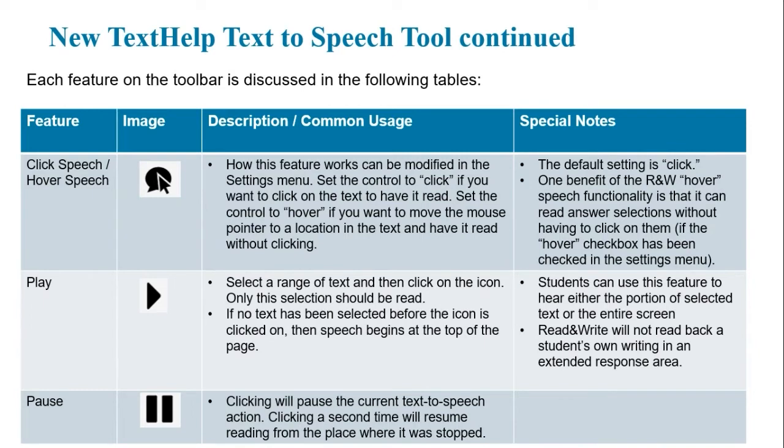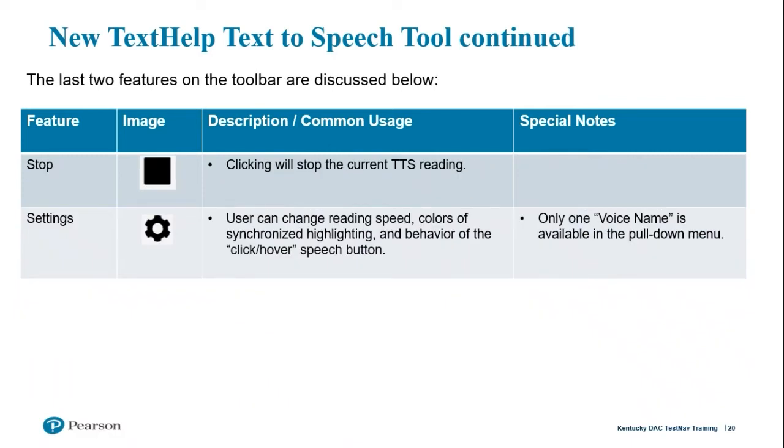The table here shows each of the tools, of the features on the toolbar for text-to-speech. You'll have the click speech and hover speech tool, the play tool or button, the pause tool or button, and then there's descriptions and notes for each one of those tools here. Also on the toolbar for text-to-speech, you will have a stop button and you'll have a settings button. The settings can be used to change speed, colors of the highlighting, different things like that.